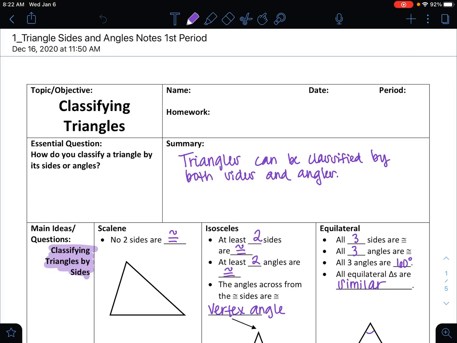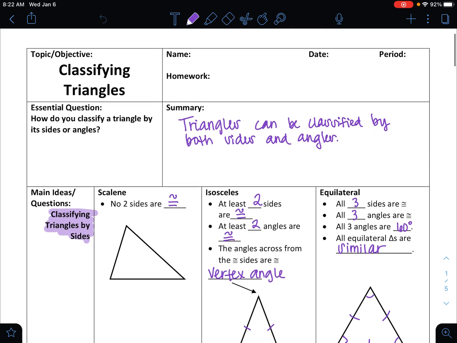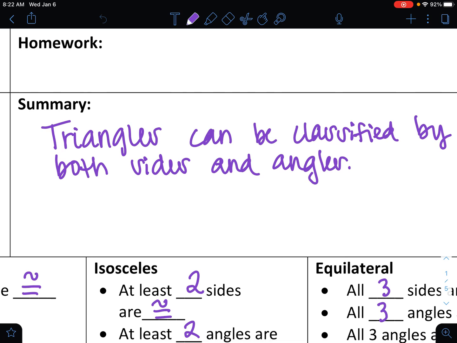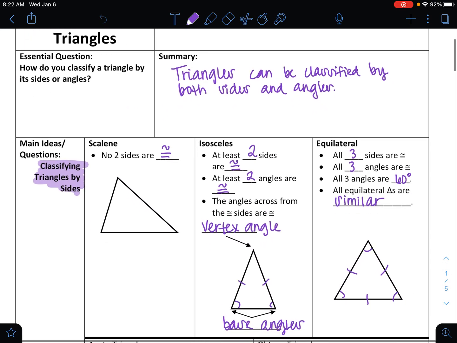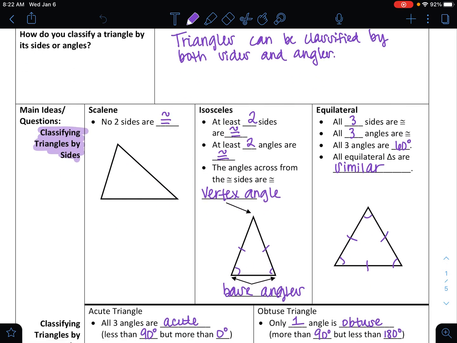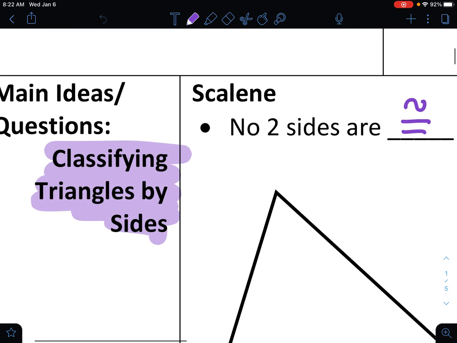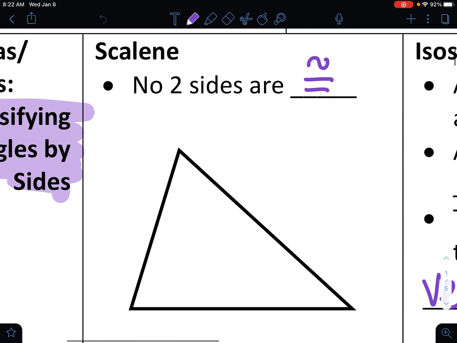Classifying triangles. This is the first part of the notes for the sides and angles of triangles unit. So, summary: triangles can be classified by both sides and angles. That's what this first section is all about. Since we can classify by both sides and angles, let's take a look at classifying by sides first.